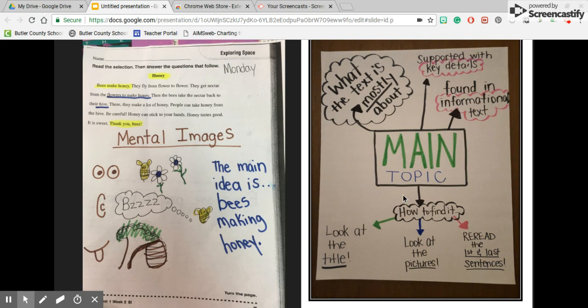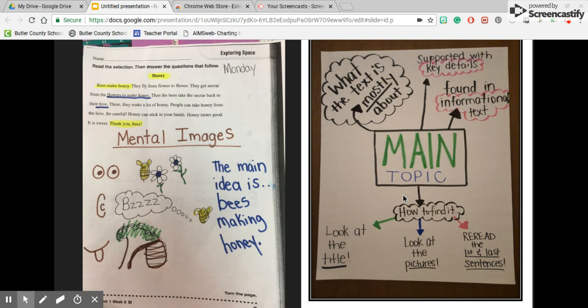And immediately hands started going up, and they said, well, it's about bees making honey. And I said, you're exactly right. And how do we know that? Everything in that story is about bees and what they're doing. And they noticed that when we flipped it over on the back for the comprehension questions, they said, hey, we've already answered that on the front without even answering it on the back. So they found that by doing these mental images and following the graphic organizer, they already had the answers in their mind before they could even read the questions. So it really worked out well.